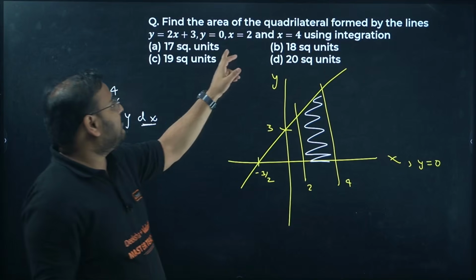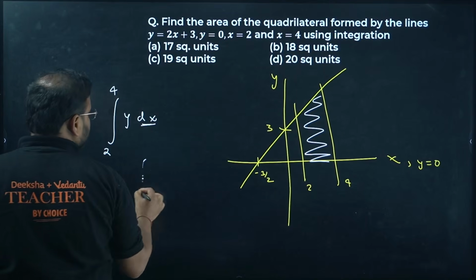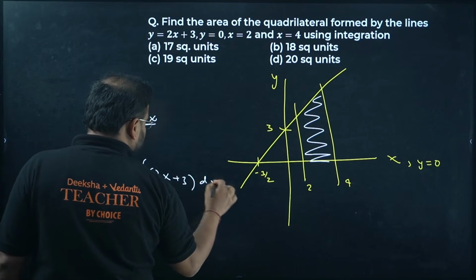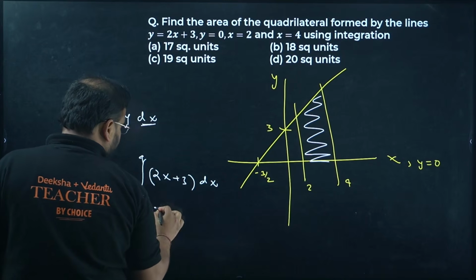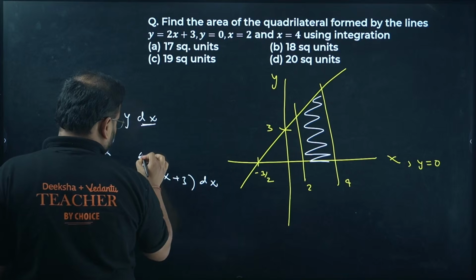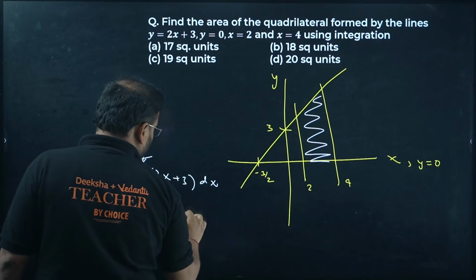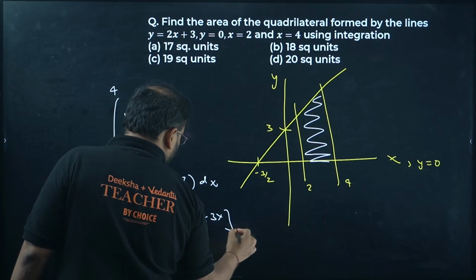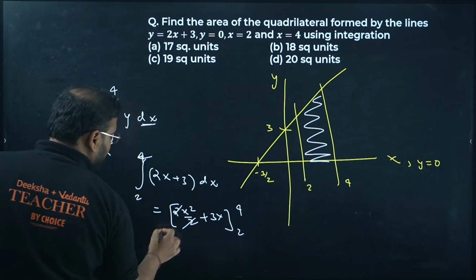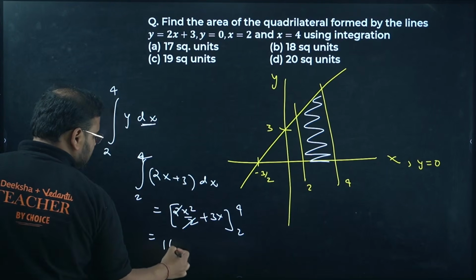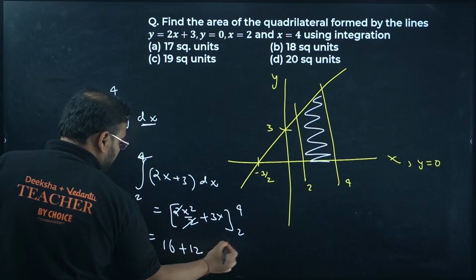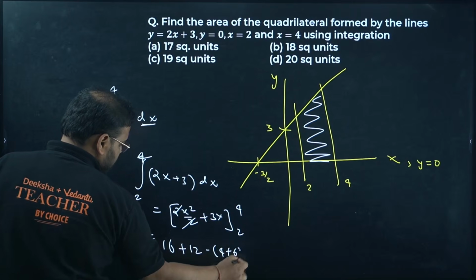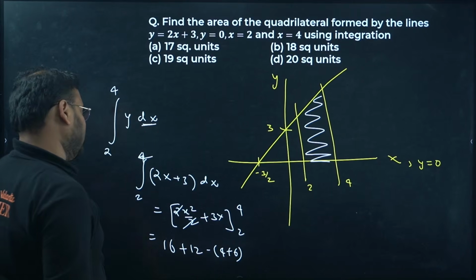Y value is what? Y value is 2x plus 3. So replace this 2x plus 3 with dx from 2 to 4. Integrate now. You'll get 2x square by 2 plus 3x from where to where? 2 to 4. 2 and 2 cancel. Put here 4, you get 16. Put here 4, you get 12. Put here lower limit as 2, you will get 4, and 6. So 12 minus 10, that is 2.